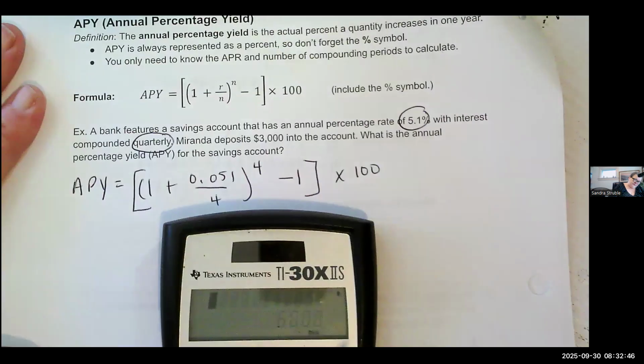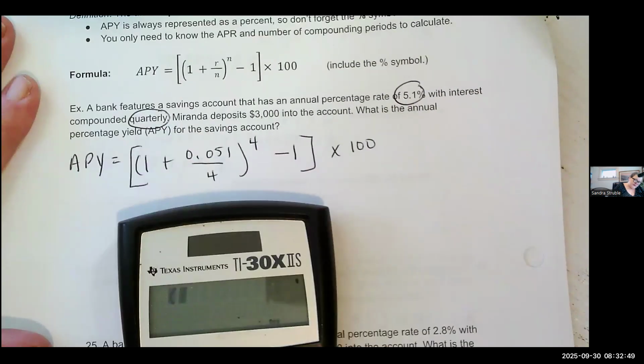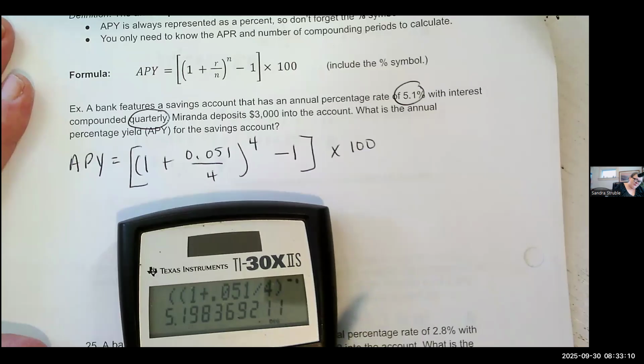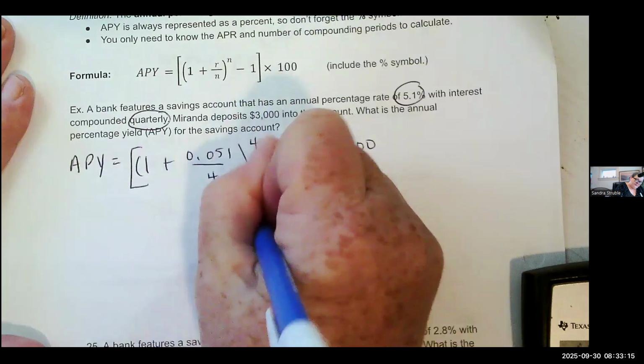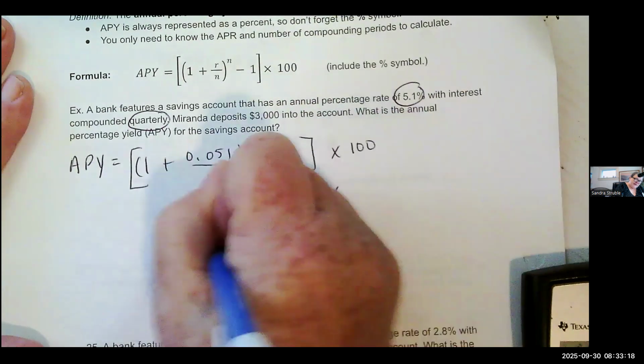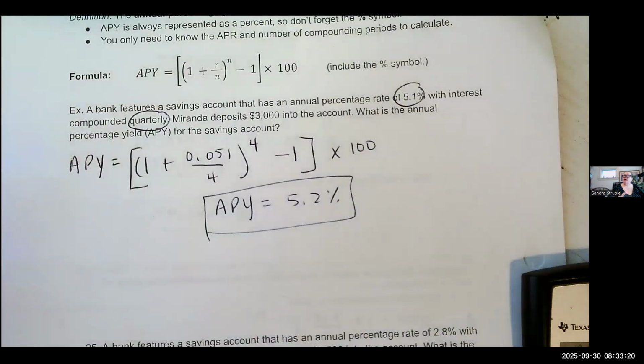I'm going to put the whole thing in. Parenthesis, 1 plus 0.051 divided by 4, close, caret, 4, minus 1, close, times 100 equals. And it's 5 point, now I think our class decided to go to 1 decimal place. So it's 5.2. The APY is 5.2%. That is an acceptable answer for the exam. I will accept that without having a sentence.